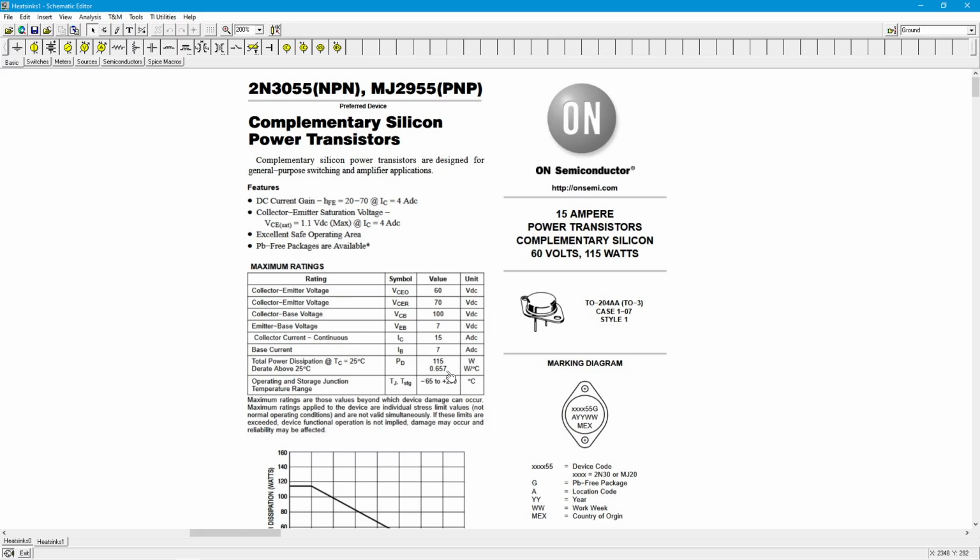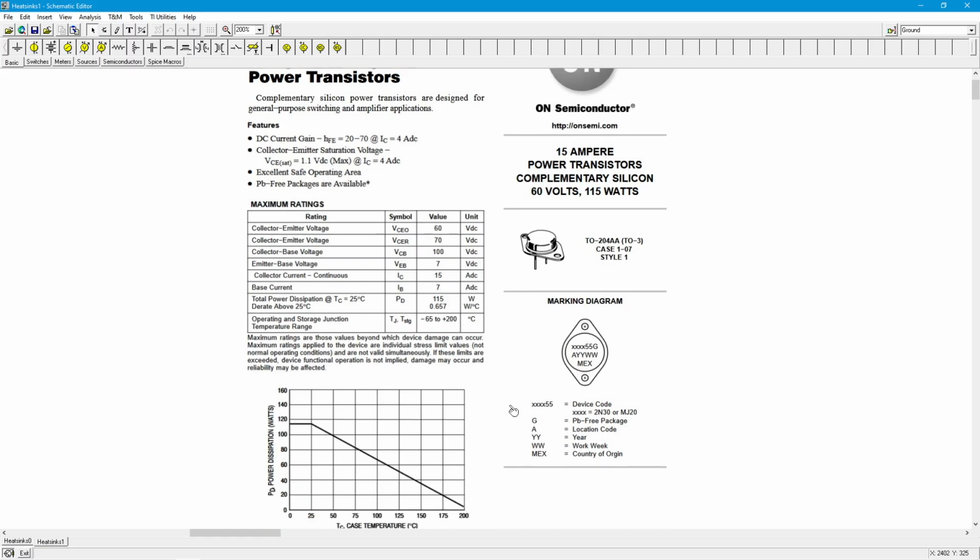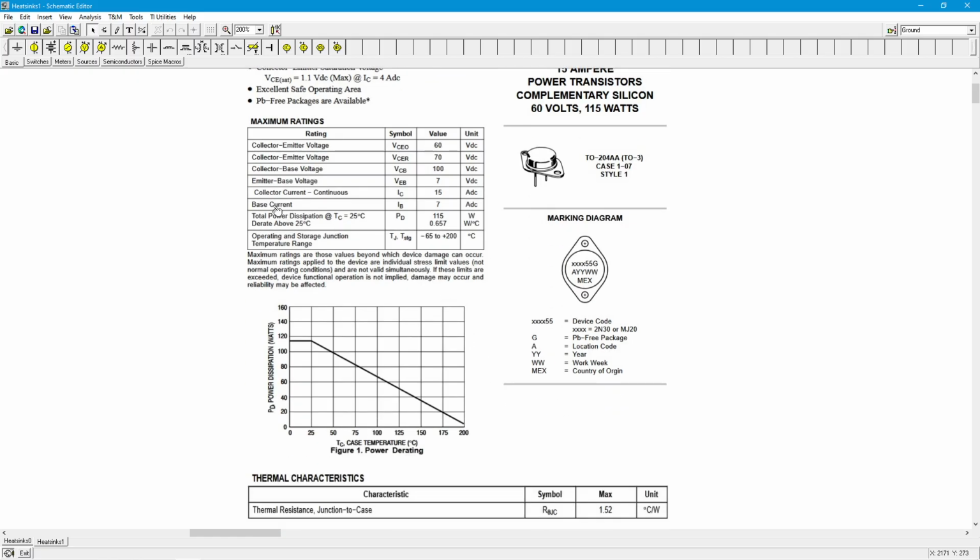And there is, again, a derate. I'll pull this down here a little bit. There is a derate at 0.657 watts per centigrade degree. And you'll notice that the maximum temperature on this is 200 degrees. So here's our 25, there's the 115 watts. And for every degree you go above that, you're going to lose nearly 2/3 of a watt. And this thing comes on down.